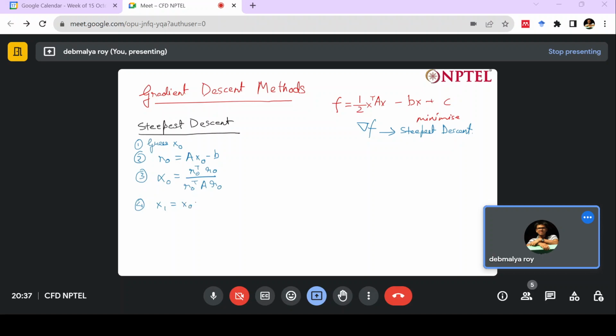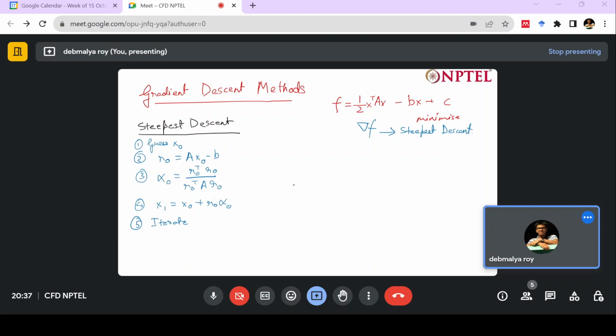So this is x0 plus alpha r0. This is basically your second iteration. Then you can simply iterate after this till your residual falls below a certain value. You have to iterate.